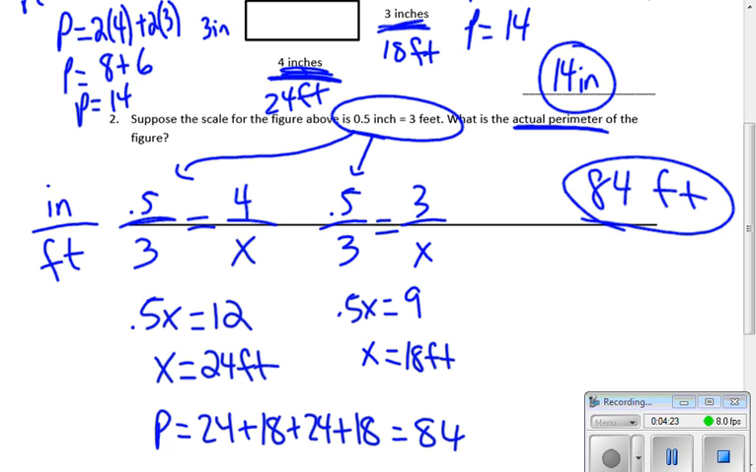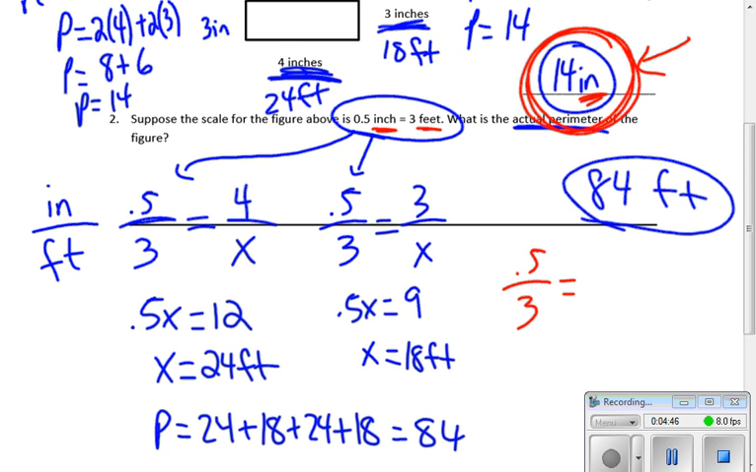Now, the other way I could have done this is to take the perimeter and use the scale to convert this number right into the perimeter. The scale is inches to feet. What's the perimeter being measured in? Well, look at that, it's inches. Since it's inches, you can use it. So 0.5 over 3 equals 14 over x. This is the perimeter from the previous question in inches. Cross multiply, 0.5x equals 42. Divide both sides by 0.5. x equals 84.